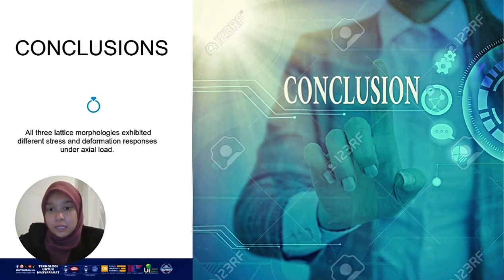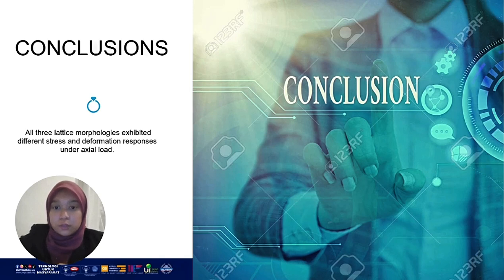Now we have reached the conclusion. All three lattice morphologies exhibit different stress and deformation responses under axial load. This study showed that 3D printing allowed precise control of the porosity and the shape of the titanium spinal cage. Porosity is very important for balancing bone compatibility and mechanical strength.